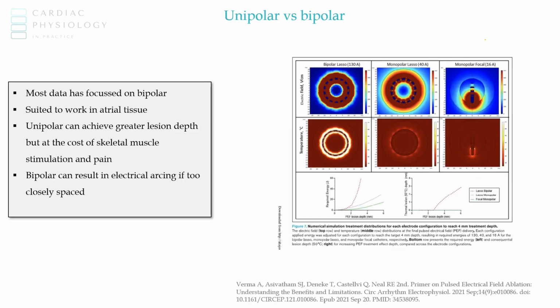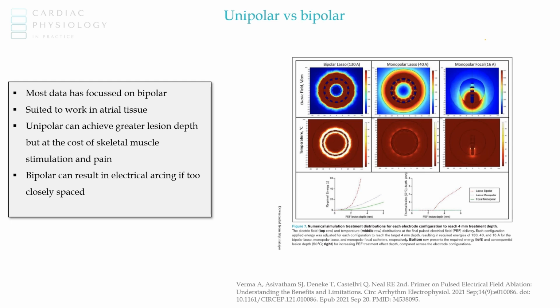Currently, most of the preclinical studies are focused on the utilization of bipolar pulse field ablation between two electrodes. This is mainly because it is highly suited for work in the atrial tissue and can achieve transmurality. Unipolar ablation has been looked at in preclinical studies, and it's been shown that it can achieve greater lesion depth, but at the cost of more heating, skeletal muscle stimulation, and pain.